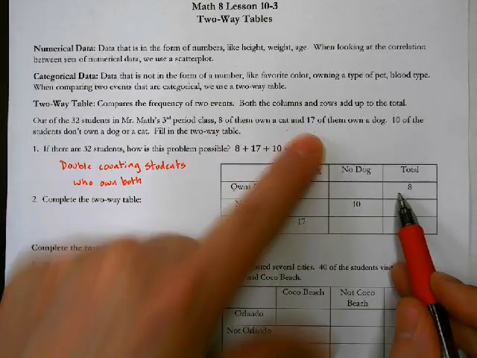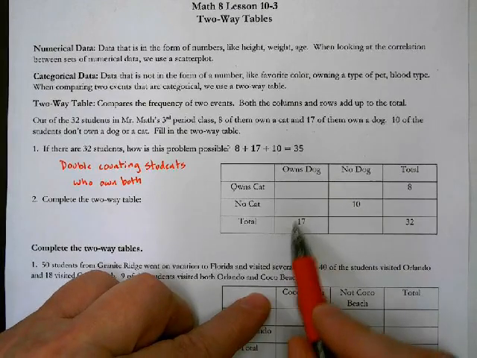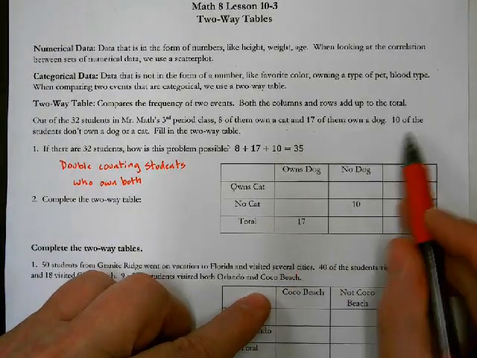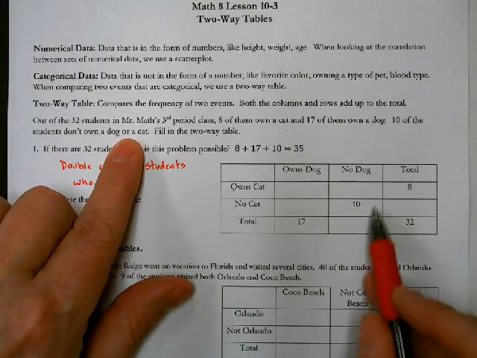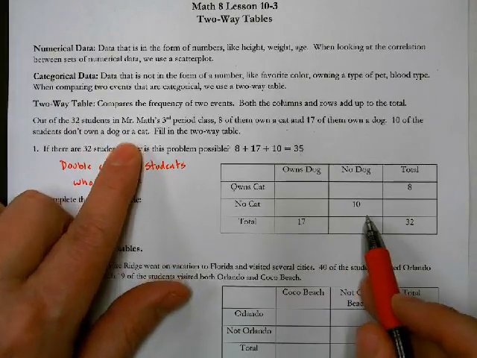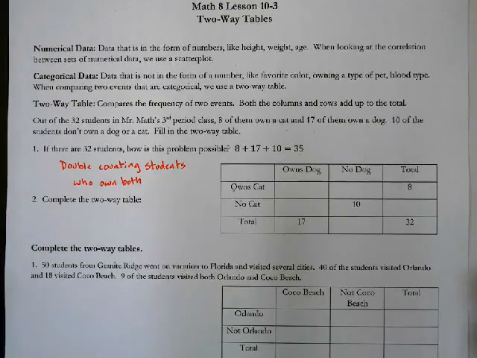17 own a dog. Here's owning a dog. The total is 17. 10, no dog, no cat. So no dog, no cat. Here's the 10 right here. We can now fill in the rest of the table.